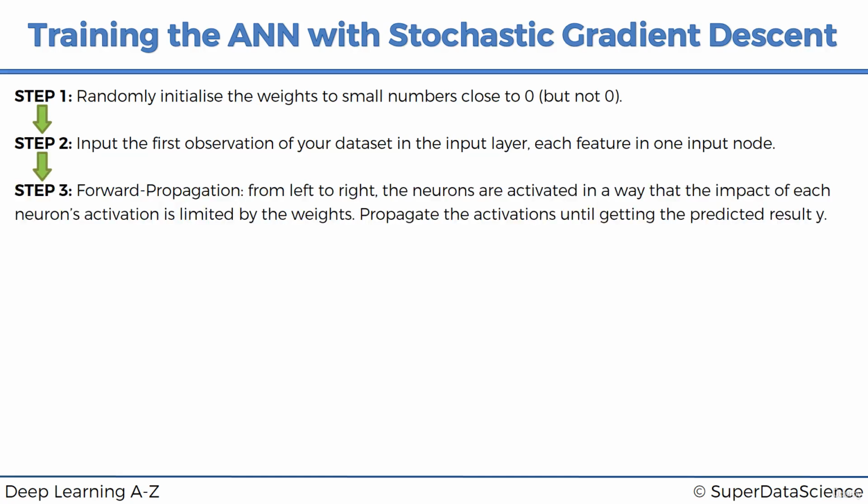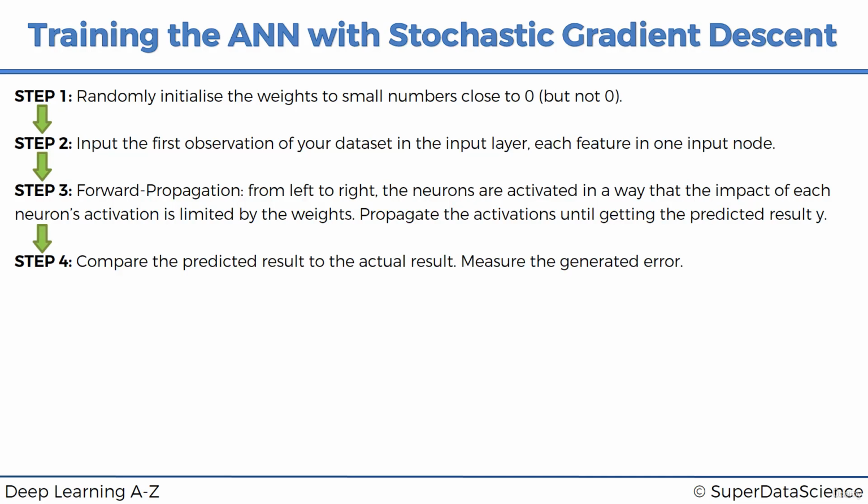Step three, forward propagation. From left to right, the neurons are activated in a way that the impact of each neuron's activation is limited by the weights. So the weights basically determine how important each neuron's activation is. Then propagate the activations until getting the predicted result, y hat in this case. So basically you propagate from left to right, you go all the way until you get to the end and you get your y hat.